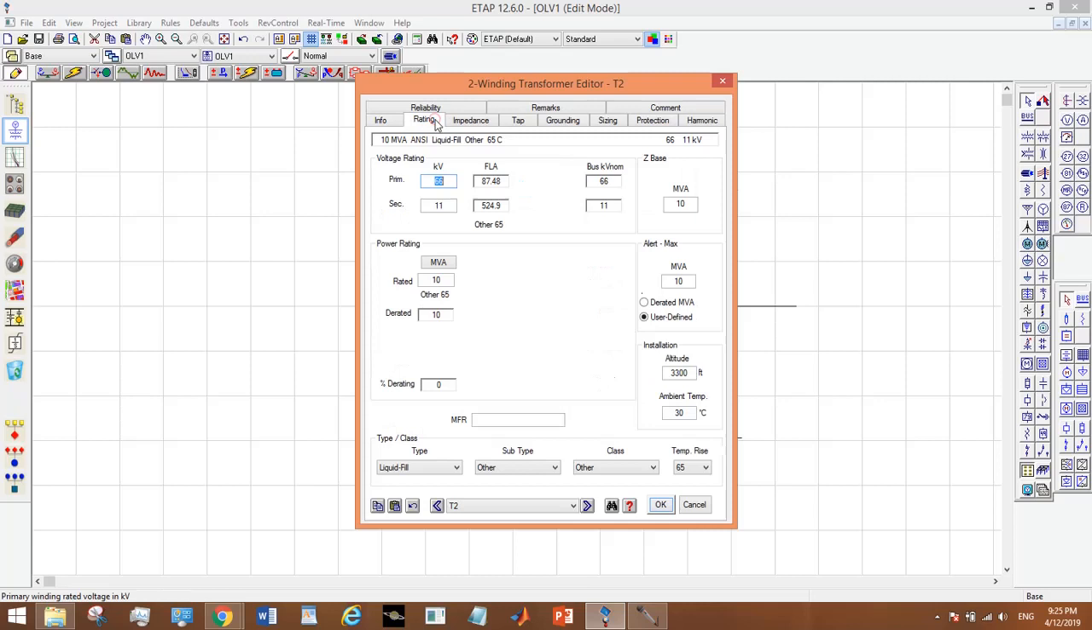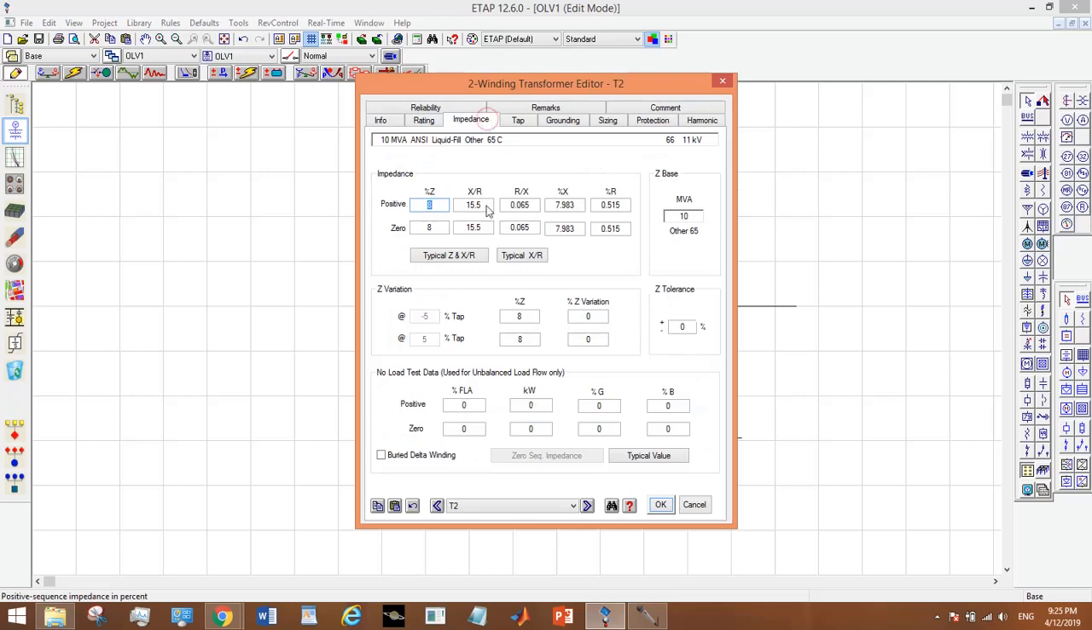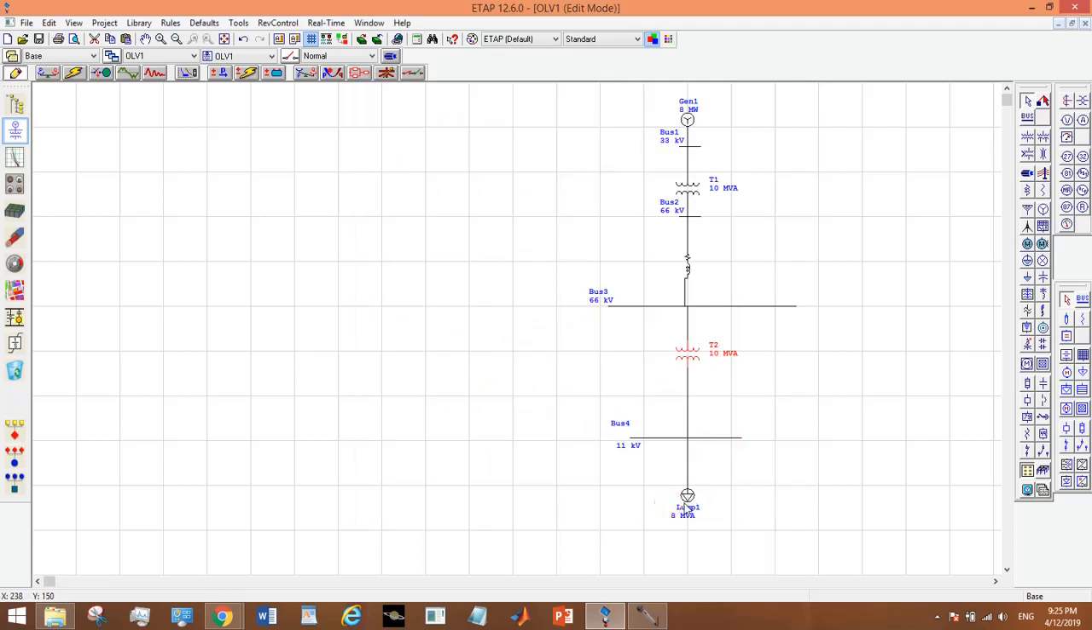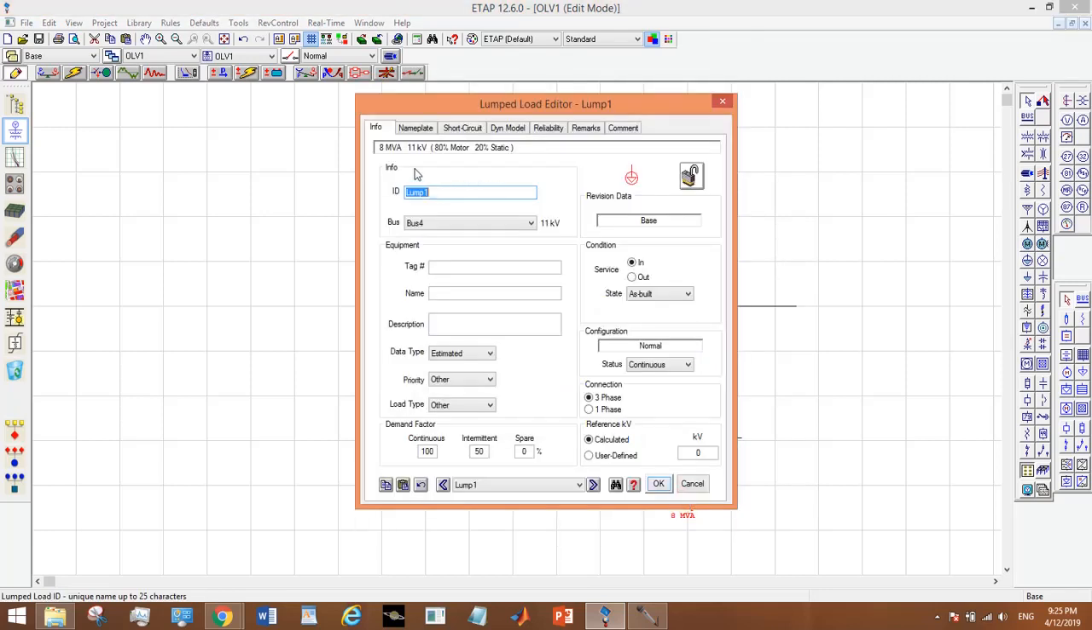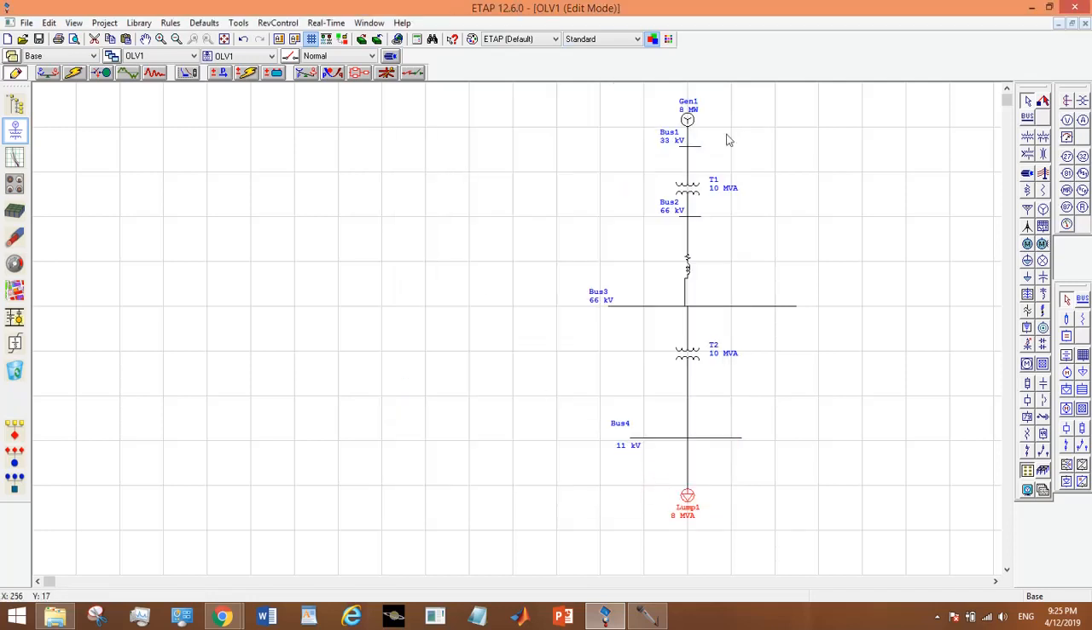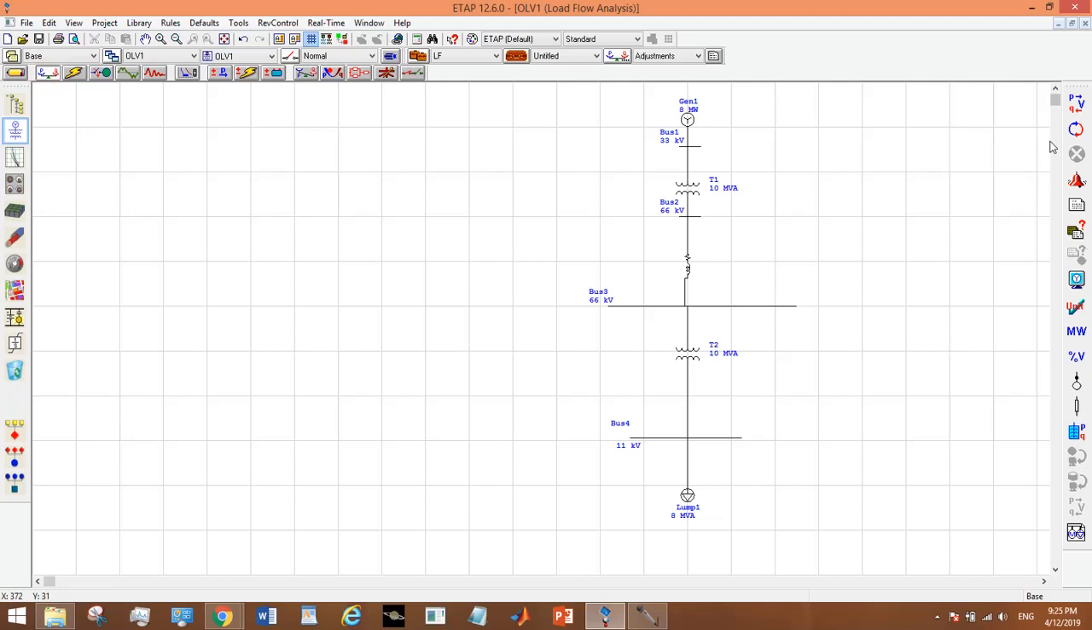Step-down transformer that is stepping down 66 kV to 11 kV, and I have used typical data for this window. And finally a lump load, which is 80% motor and 20% static. So you can draw your own SLD in this way. Let's run the load flow on it.